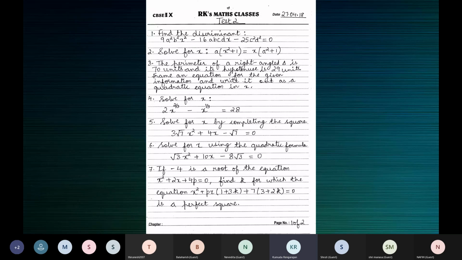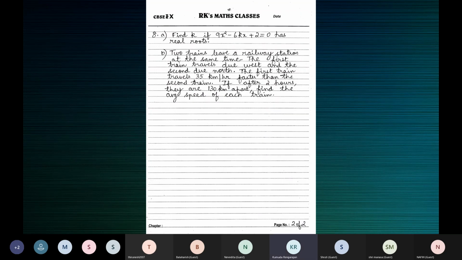Yesterday, we discussed the answers to the questions from 1 to 7. We said we'll do 8A and B today. So let's see 8A. Find K if 9x squared minus 6kx plus 2 is equal to 0 has real roots. So we need to find the value of K if the given quadratic equation has real roots.